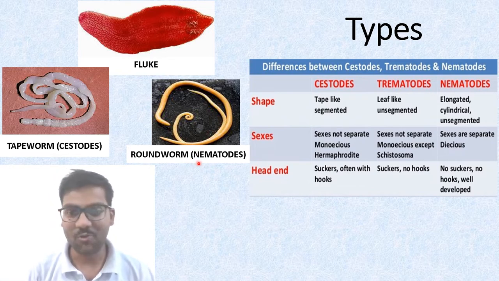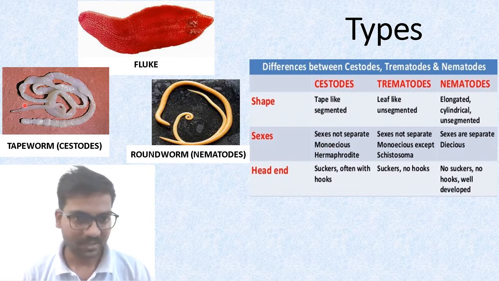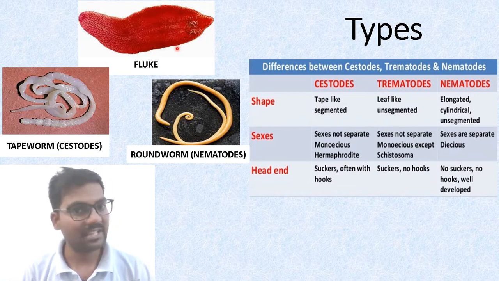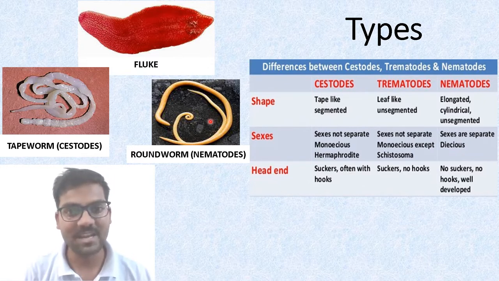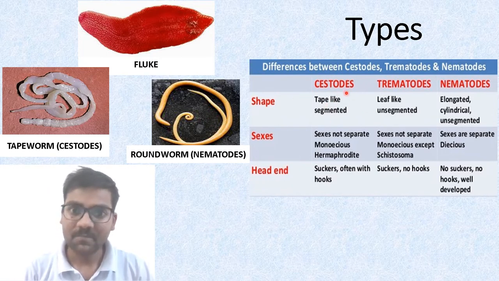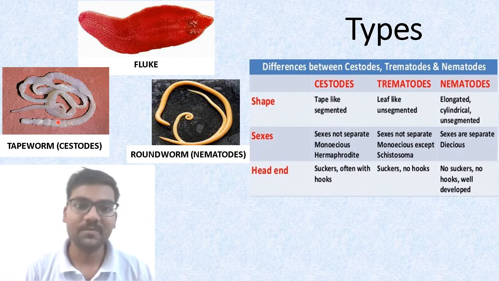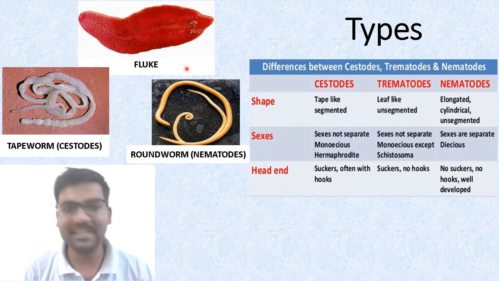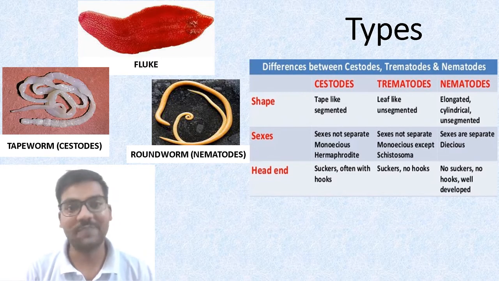It is a roundworm. In the case of cestode, sexes are not separate. In flukes, sexes are also not separate. But in the case of roundworm, sexes are separate. Male and female worms are different. In the head of a cestode, suckers are present with hooks. But in a fluke, only suckers are present, no hooks. In the case of nematode, no suckers and no hooks are present.